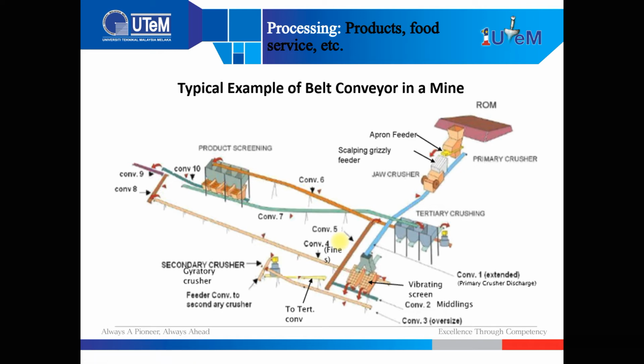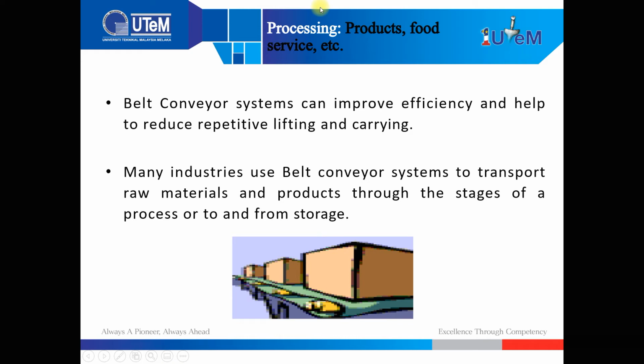This shows that the conveyor system is very helpful in terms of transportation of the items. Rather than using human energy, it is better to use a conveyor system. And then the belt conveyor system can improve efficiency and help to reduce repetitive lifting and carrying. Improve efficiency, just like I said before, rather than using human energy, the belt conveyor system is the best solution to improve efficiency. Many industries use belt conveyor systems to transport raw material and products through the stages of a process or to a form of storage.